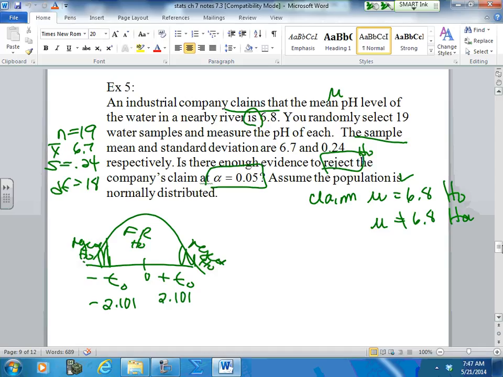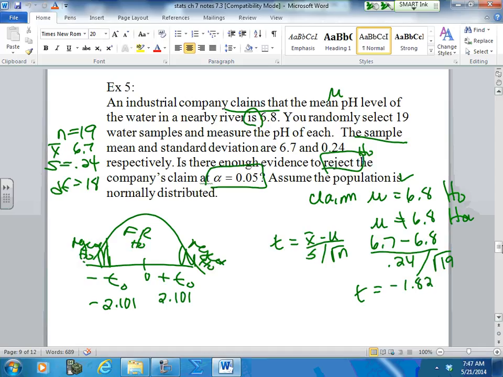Now, we test your t test. Your t test says the x-bar minus the mean over the standard deviation divided by the square root of n. Same thing we did for your z. So we take your sample mean minus your population mean over your standard deviation divided by the square root of n, not the degrees of freedom. Make sure you use n. So we plug that in, and we get a t-score of negative 1.82.